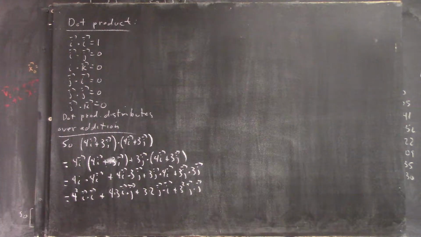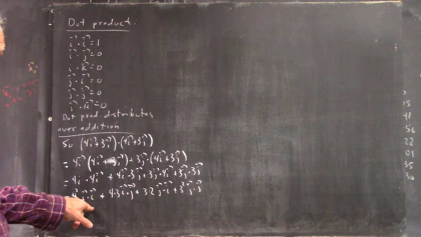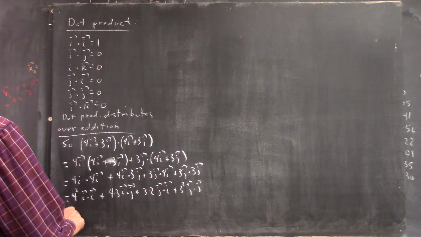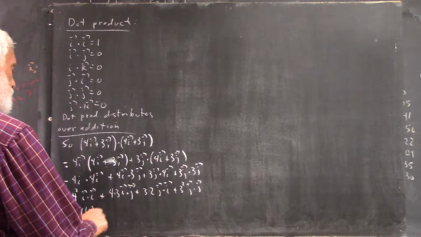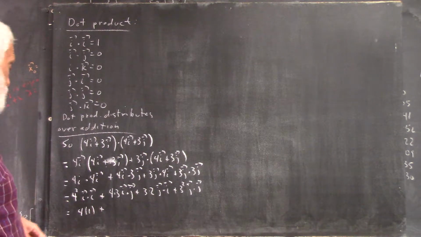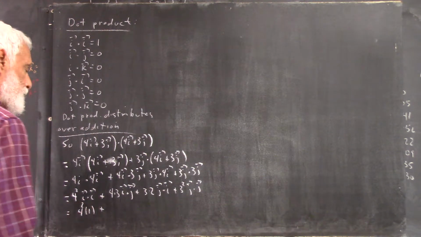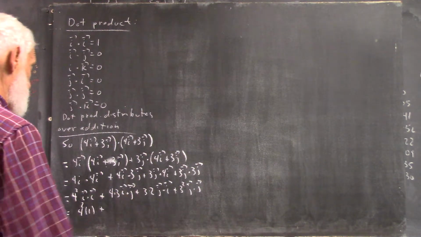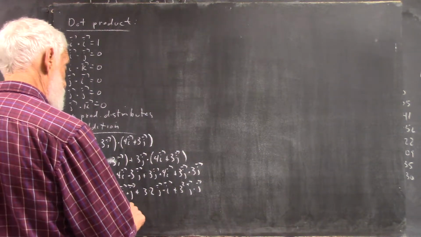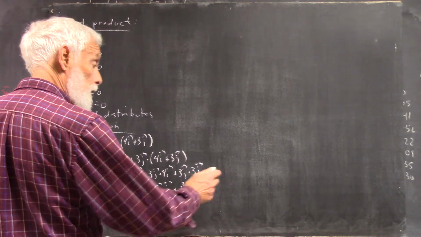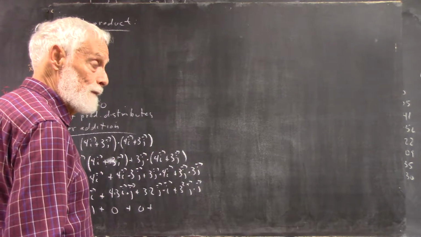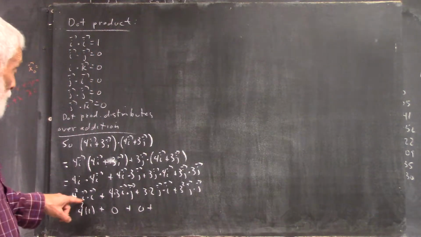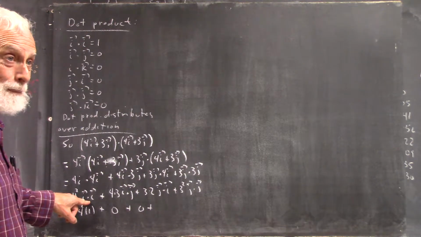Now how does that simplify in terms of these rules? What's i dot i? 1. So that's equal to 4 squared times 1 plus, and then 4 times 3, what's i dot j? 0. Well, okay, that's 0. And j dot i is 0, and j dot j is 1. I mean, the rule is simply, if these are the same, it's 1. If they're different, it's 0.